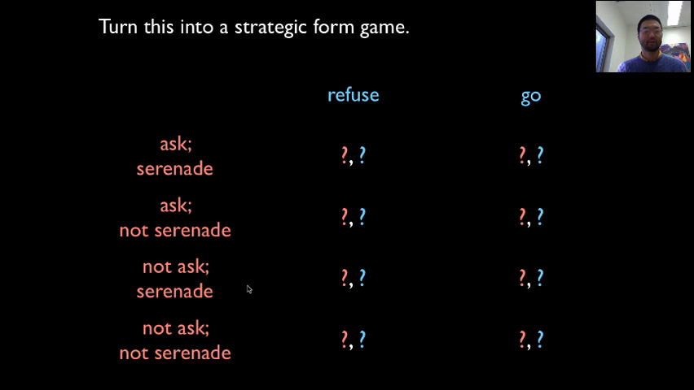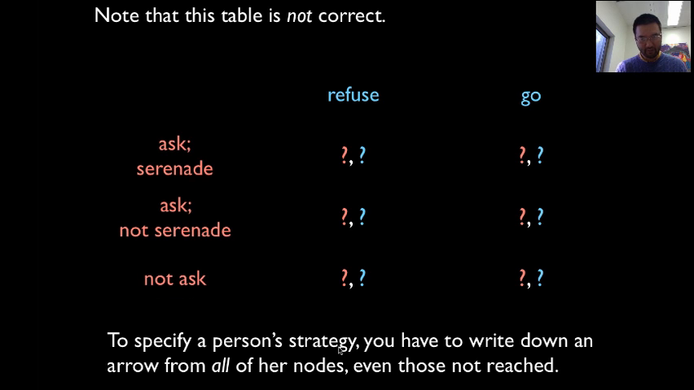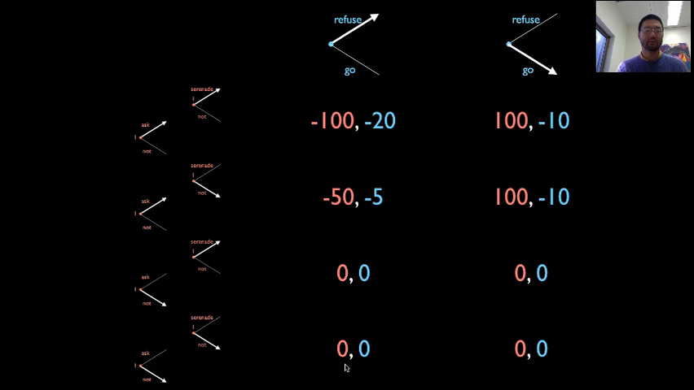Another way to say this, again, to specify a person's strategy, you have to write down an arrow from all of your nodes, even those not reached. Okay, so this is the graphical way of doing it. Again, this is ask and then serenade. This is ask and not serenade. This is not ask and then serenade. This is not ask and then not serenade.